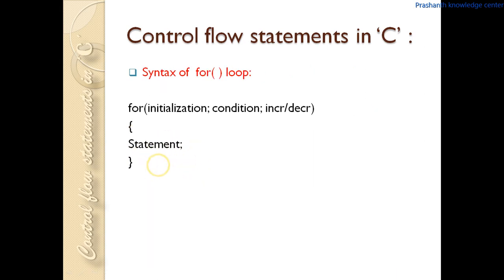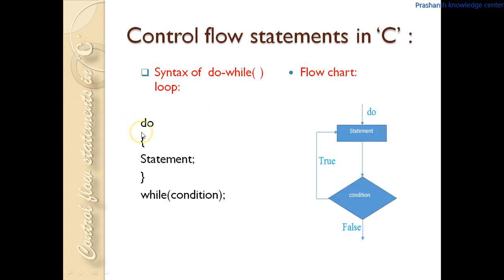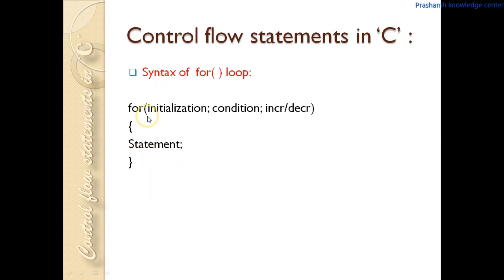Next, coming to the for loop, this is the basic syntax of the for loop. Here, in the parentheses itself, we write the initialization, condition, and increment or decrement. In the while or do while loop, we write the condition and increment inside the body. But in the for loop, initialization, condition, and increment or decrement are written completely in the parentheses itself. Only if we open the braces and go inside will the statements be written. This is about the for loop.